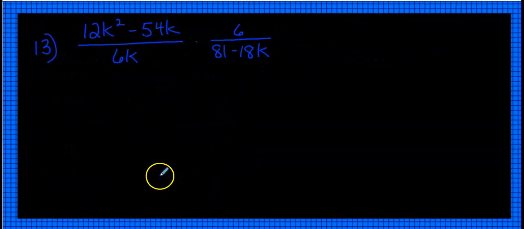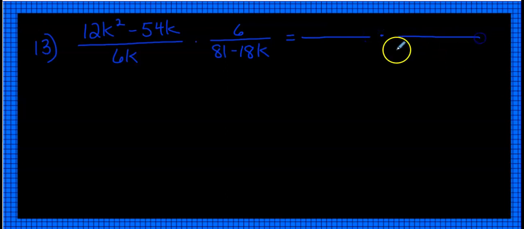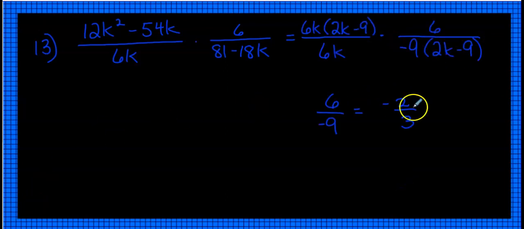Okay, number 13. Looks like these are binomials, so all I really could do is take out GCFs. So I want you to try this one and go ahead and solve it all the way through and see what you get. Okay, so I didn't mark anything out because I wanted you to be able to see this, but this is what I did.